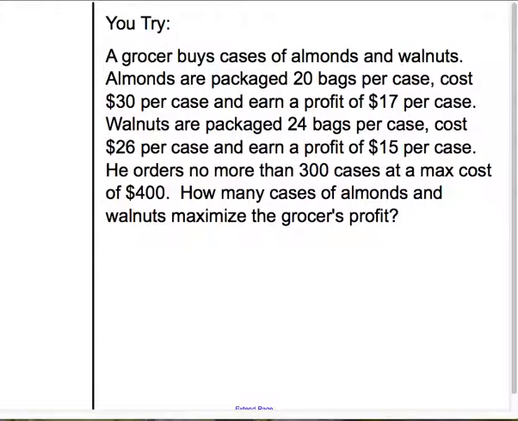All right, so let's see if you can set up a system of constraints in order to maximize profit.